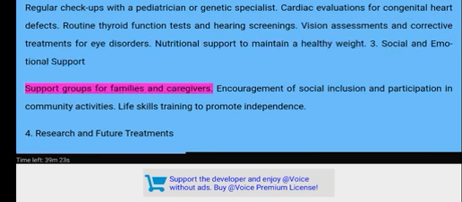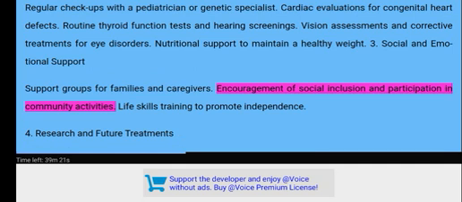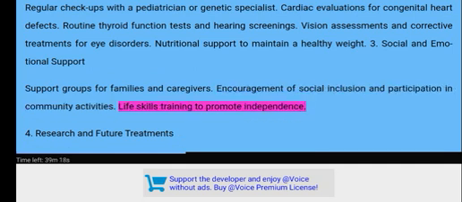Social and emotional support. Support groups for families and caregivers. Encouragement of social inclusion and participation in community activities. Life skills training to promote independence.